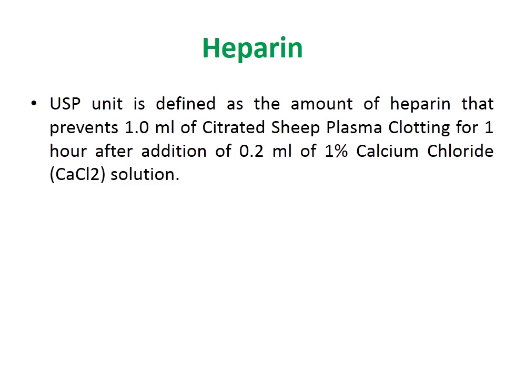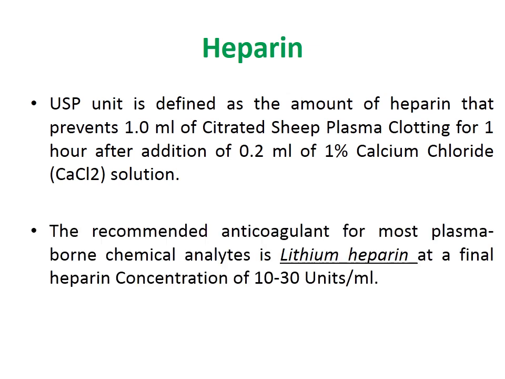This USP unit is defined as the amount of heparin that prevents 1 ml of citrated sheep plasma from clotting for 1 hour after addition of 0.2 ml of 1% calcium chloride solution. The recommended anticoagulant for most plasma-borne chemical analytes is lithium heparin at a final heparin concentration of 10 to 30 units per ml. If you check the vial, you can see the units of heparin in the green capped vial is given as USP.